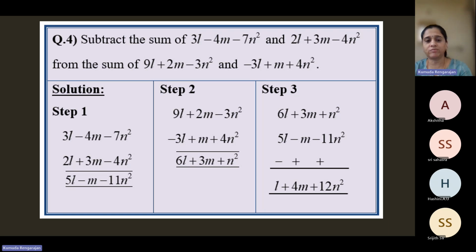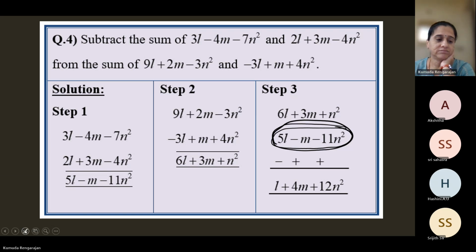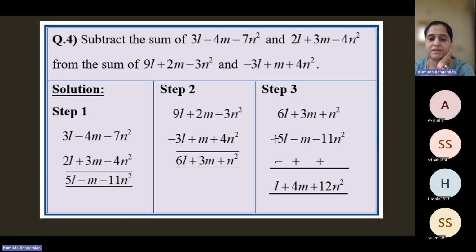Step 1 is addition. Step 2 is addition. Step 3 is subtraction. So when it's subtraction, you must change the signs of all the terms in the second expression, the bottom row, this one. Change the signs. So plus becomes minus, minus becomes plus, minus becomes plus. The changed sign is what you see here. In your book, you can write like this.